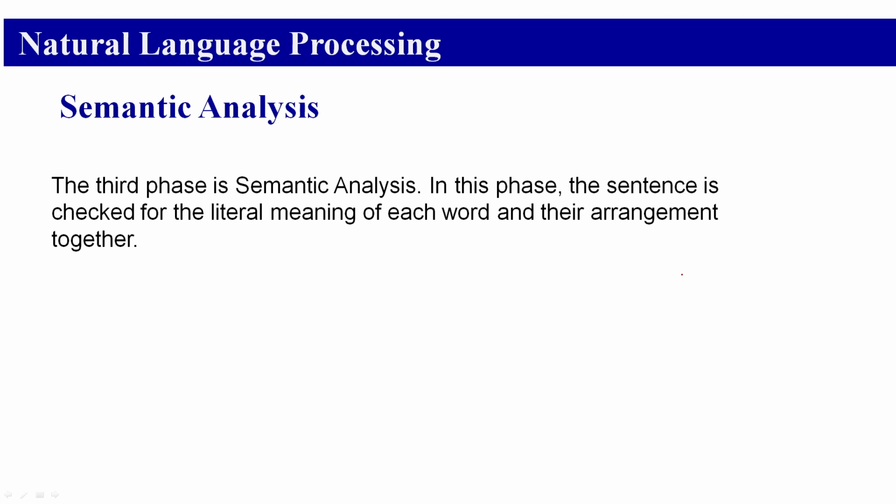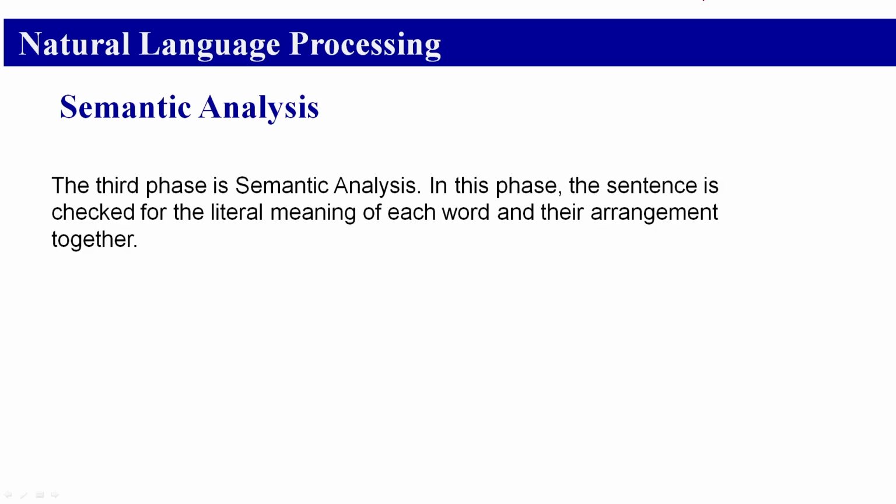Then we also need to know about semantic analysis. What is semantic analysis? This is the third phase. In this phase, the sentence is checked for the literal meaning of each word and the arrangement together. You may say something which is allegorical, which is very difficult for a common man to understand. Many times you read a novel and you see the author writing in a different paradigm, and you have to get the meaning of that whole chapter to understand the subject. That is what is called semantic analysis.